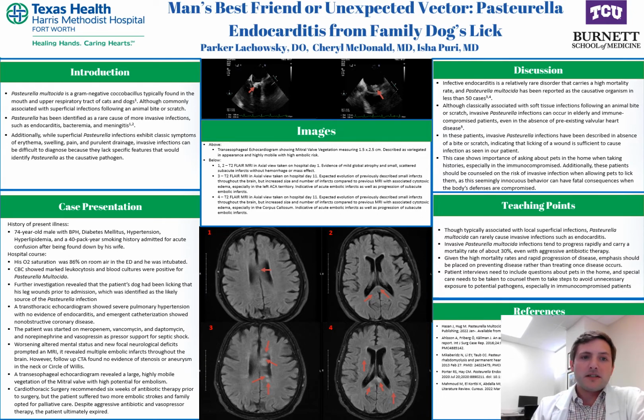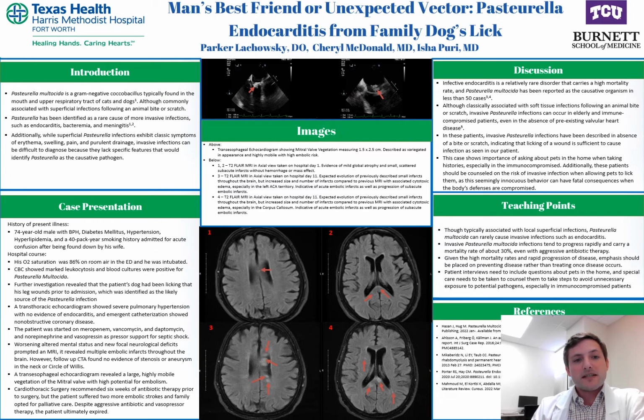And although it is commonly associated with superficial infections following a bite or a scratch from these animals, Pasteurella has also been identified as a rare cause of more invasive infections such as endocarditis, bacteremia, and meningitis. Additionally, while superficial Pasteurella infections tend to have classic symptoms of erythema, swelling, pain, and purulent drainage, invasive infections can be difficult to diagnose because they lack specific features to identify Pasteurella as the causative pathogen.